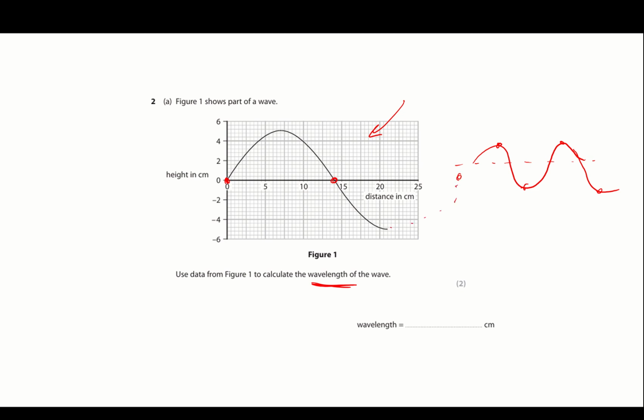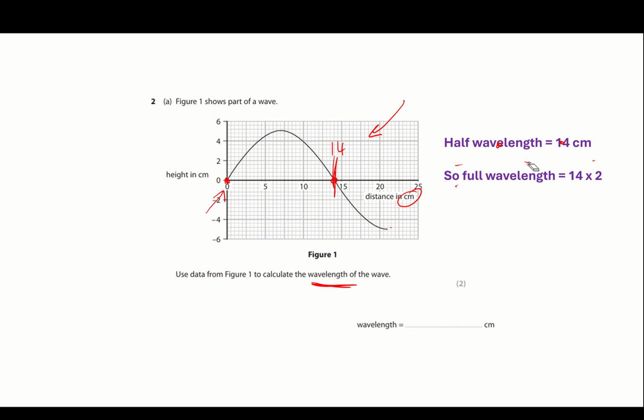In reality, we'd go over to there because we want one full wavelength. So we can imagine if we're going up on the wave here, we'd go to the next place where we're going up on the wave. We don't have that, so we've only got half of a wave. But we can see that with that half of the wave, that's 14 centimeters. And then I just need 2 lots of that. So half of the wavelength is 14 centimeters. So I need 2 lots of that 14. The wavelength is 28 centimeters.